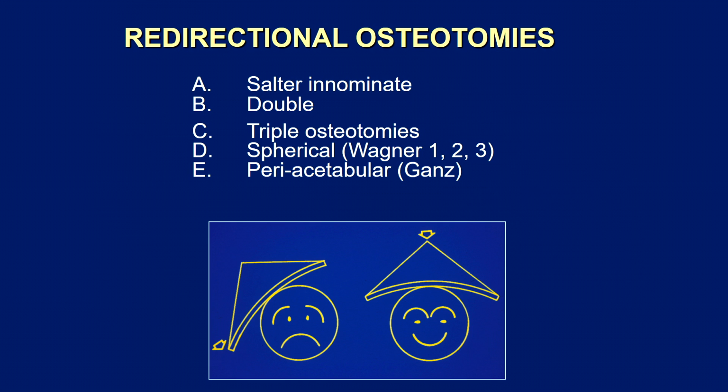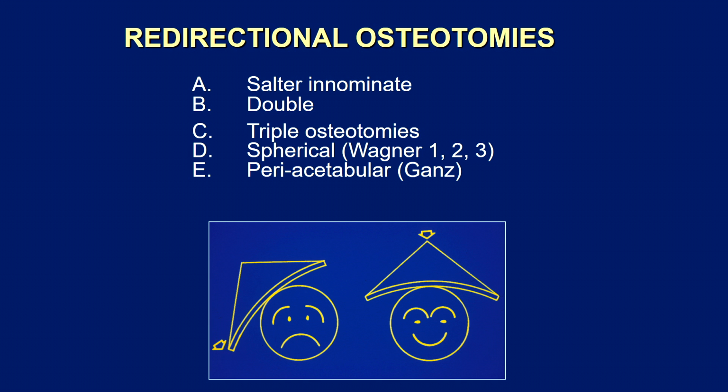So we'll talk a bit about the redirectional osteotomy. And as I mentioned, you don't change anything in the acetabulum itself. You just change the direction. And we have five main groups. The Salter, the double now is almost history. I don't think anyone uses it. The triple, we'll talk a bit about the triple, the spherical or the Wagner osteotomy. Again, it's history. We'll talk a bit about the periacetabular or the Ganz osteotomy.